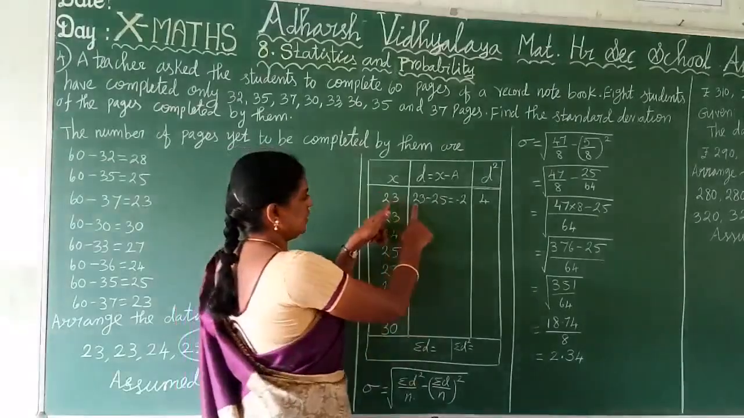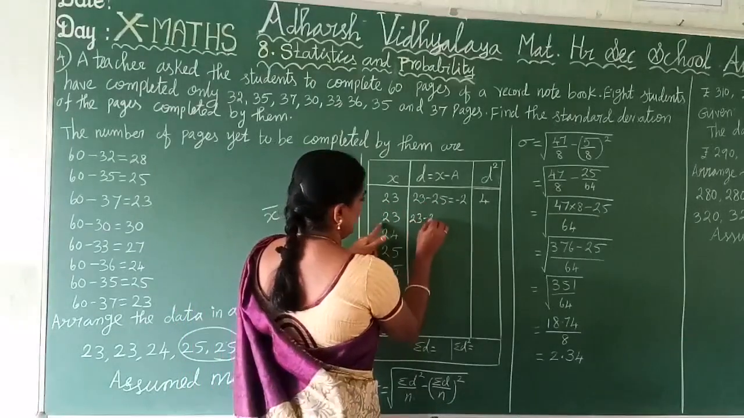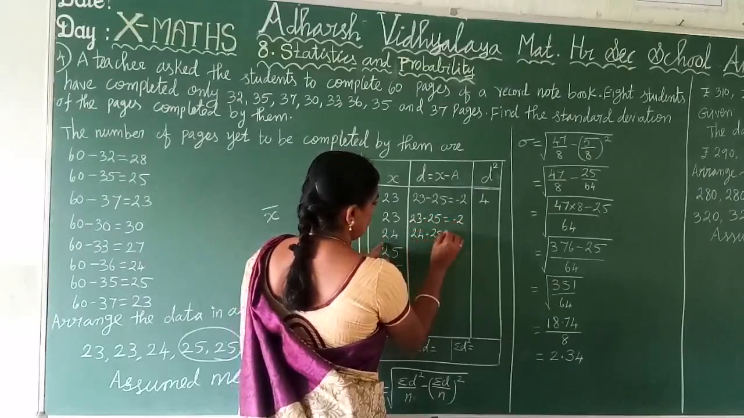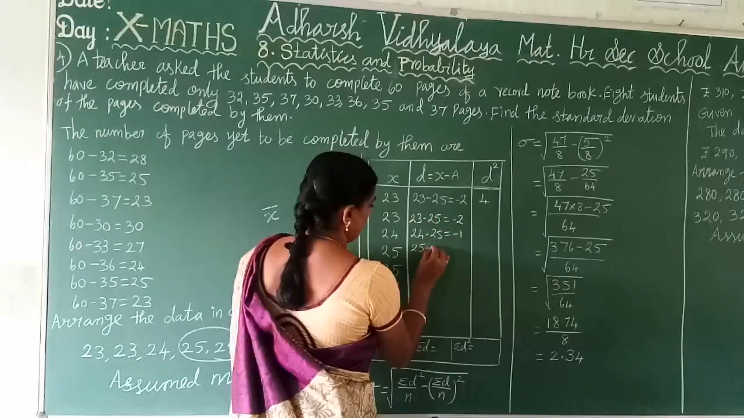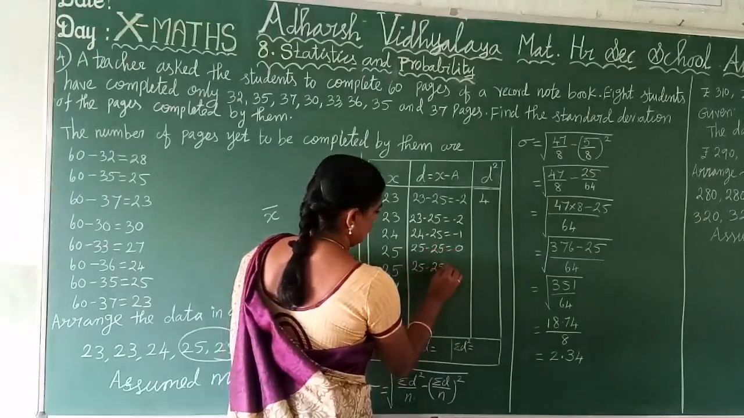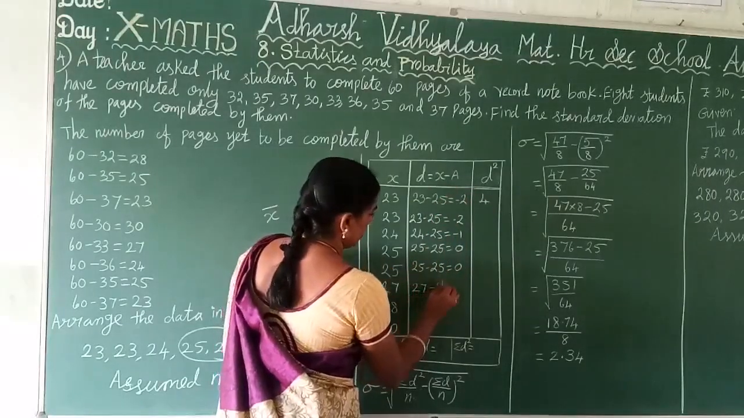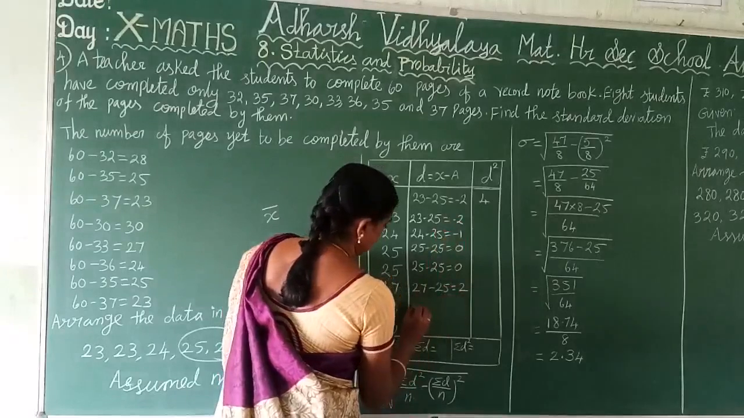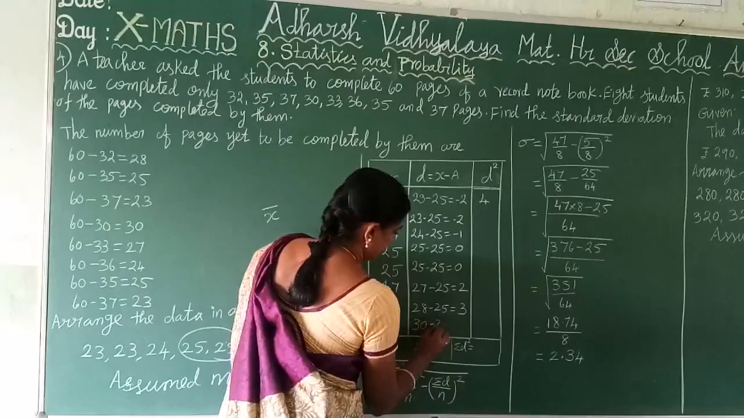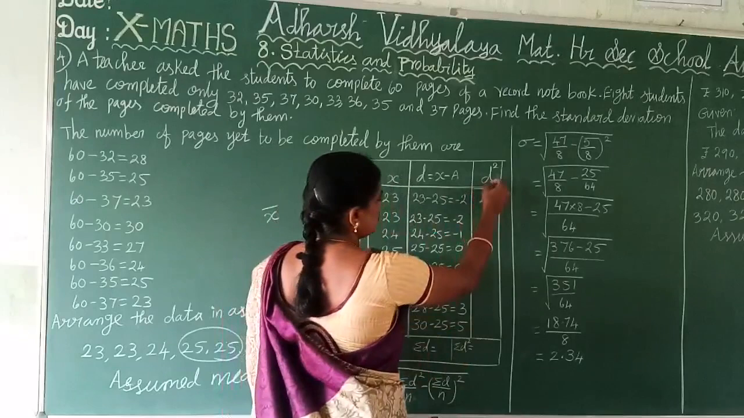Clear? So here x is 23 minus A 25 is equal to minus 2. Second one, 23 minus 25 is equal to minus 2. Here 24 minus 25 is equal to minus 1. 25 minus 25 equal to 0. Again 25 minus 25 equal to 0. With the same formula, x 27, A 25 equals 2. Next, 28 minus 25 equals 3. 30 minus 25 equals 5. Clear?